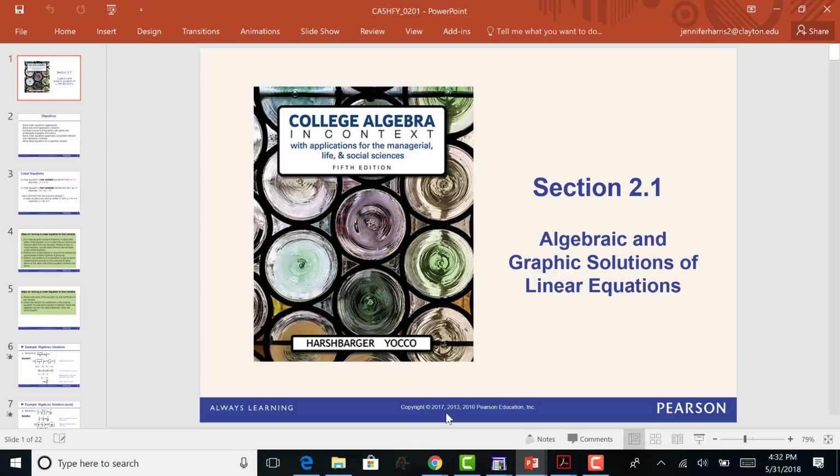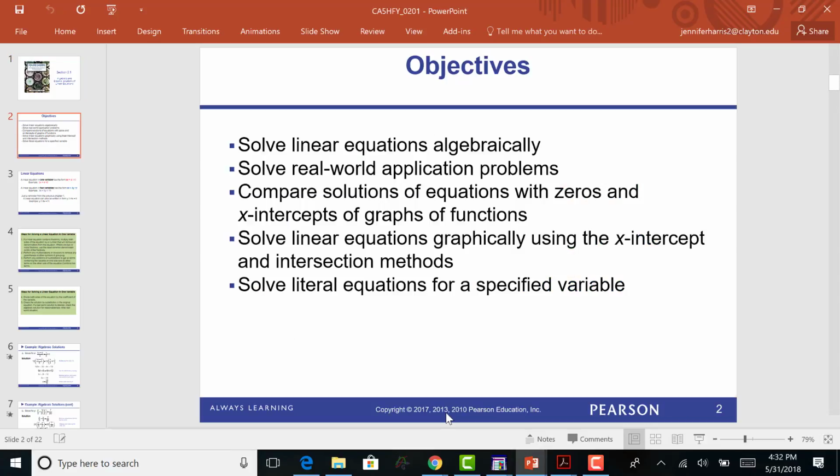Okay, so 2.1. We're going to talk about algebraic equations, how to solve them, both algebraically and linearly. So, with that said, let's just kind of see. The first slide, we're definitely going to solve them algebraically. That means I want you to do it by hand. And then, of course, I'll show you how to do it using the graphing tool.